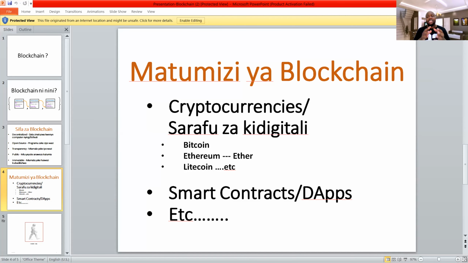When you want to utilize the technology, you have to use cryptocurrency, because the blockchain technology does not take naira, does not take Tanzanian shilling, does not take dirham, does not take pound. It takes its own digital currency, which is called cryptocurrency.